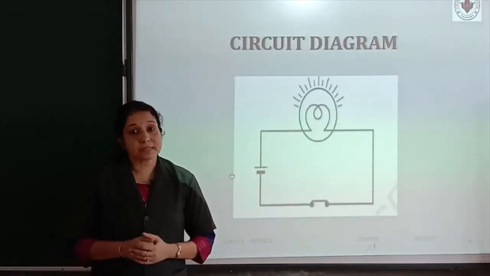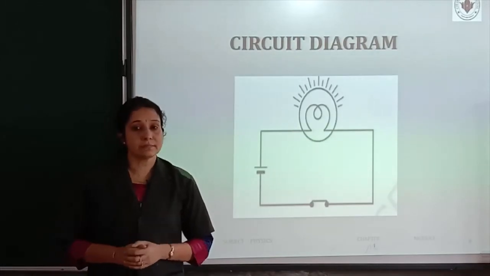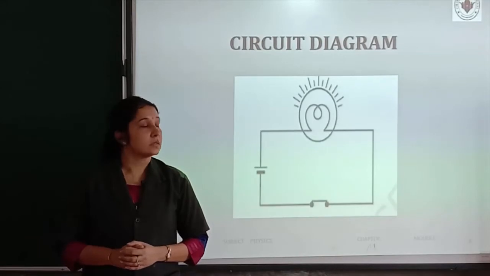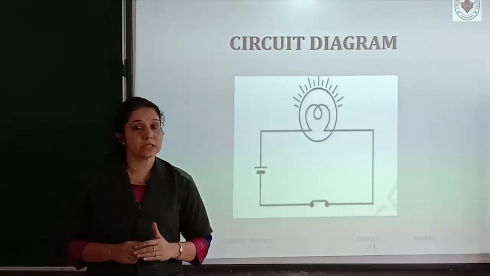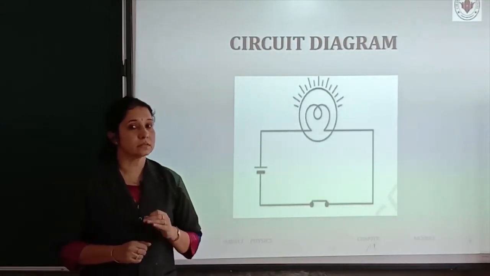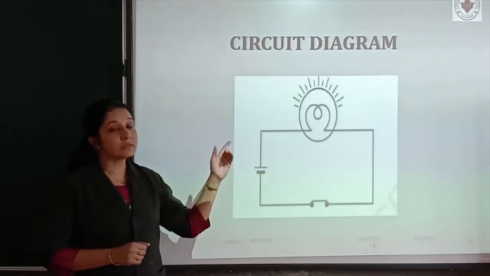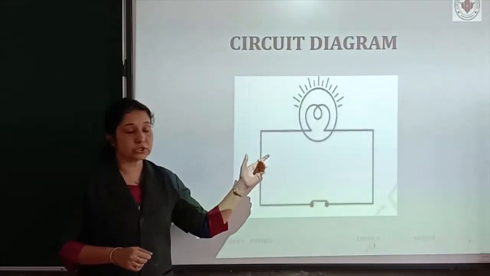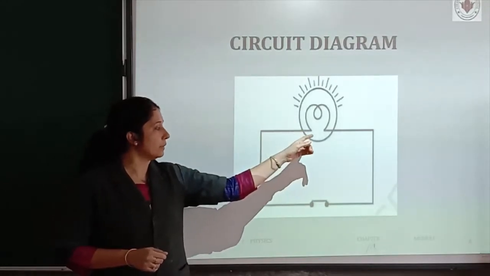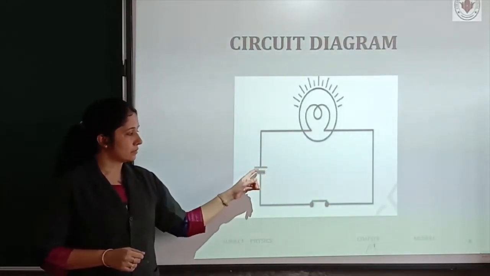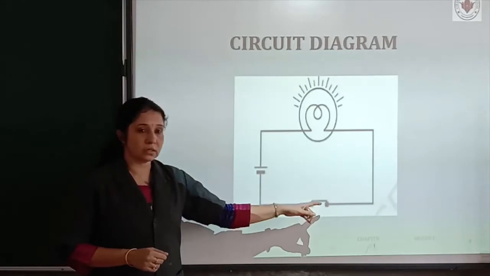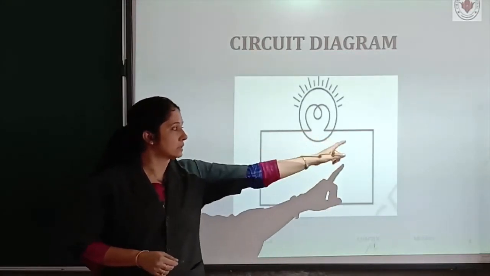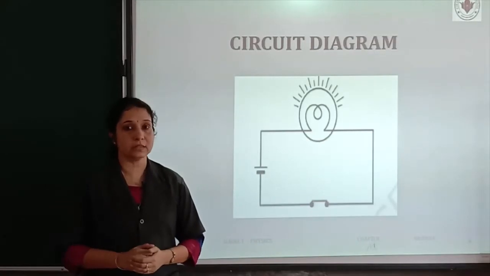Now you can represent a circuit using symbols. In that case, it is called a circuit diagram. A circuit diagram is a representation of a circuit using symbols. Here we have the circuit diagram of the circuit which I have already shown you. So this is the bulb, this is the cell, this is the switch in the closed position or in the on position, and these straight lines represent the connecting wires.